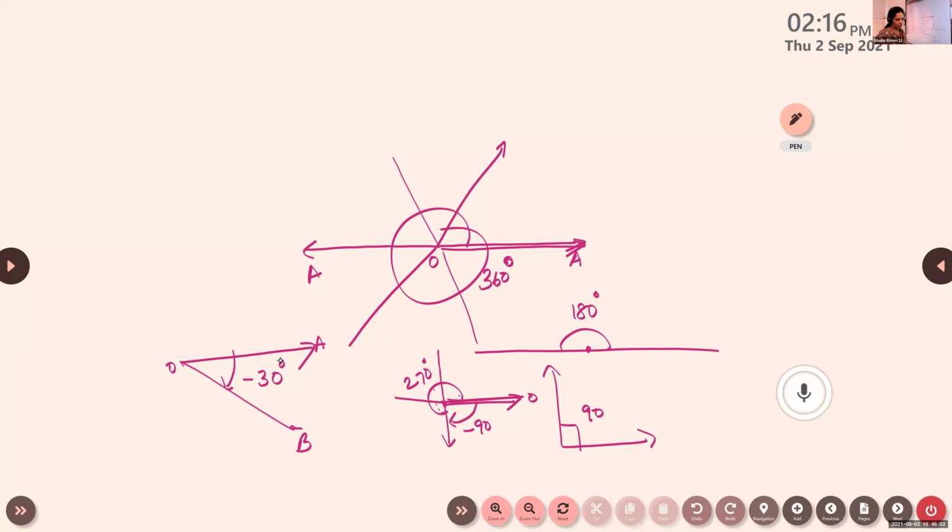So degree measure is the usual measure that we have learned till now. The measure of an angle is always given in degrees. In physics, you might have learned about degrees and minutes. Okay, so write the heading: degree measure.